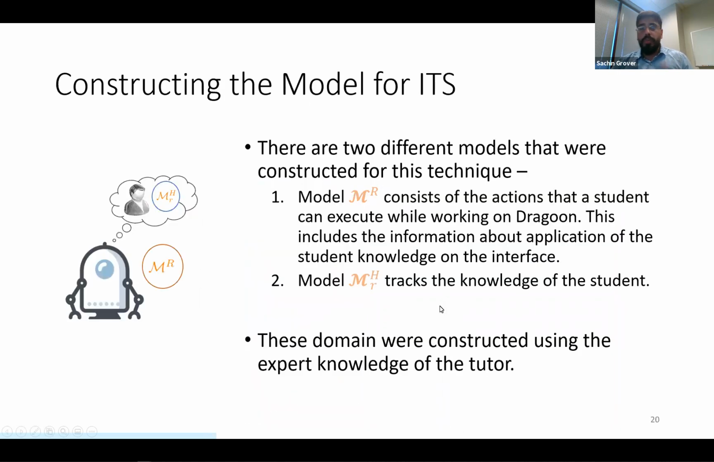We try to model this. What we ended up doing is we first constructed the model for this ITS. There, as I was explaining, there are two different models, MR and MHR, where MR consists of all the actions that a student can take on Dragoon, and MHR tracks the knowledge of the student. A combination of these two models is used to completely understand what exactly is happening in the environment. And the domain models were constructed using expert knowledge.